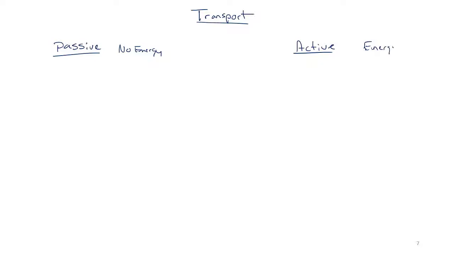Okay, so let's do transport. When it comes to cell transport, we've got two different varieties. We've got passive and active. Passive means no energy is used, but active uses energy. So we like to use passive whenever we can because it's free. It just happens naturally. So we have diffusion, osmosis, and then we have facilitated.